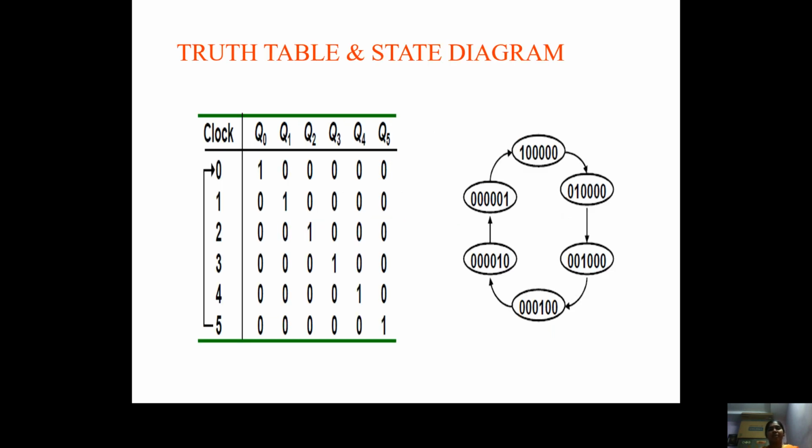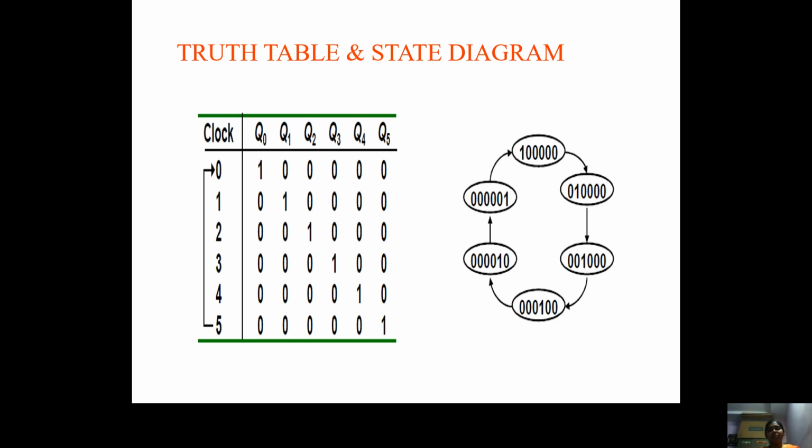So this is the truth table and state diagram. Since it is a mod 6 counter, it is able to count only 6 states. Though we have used 6 flip-flops, it is designed to count only 6 values. During the first occurrence of the clock pulse, since the first flip-flop was set to 1, its output will become 1. So the remaining values are at 0, 0, 0, 0, 1.